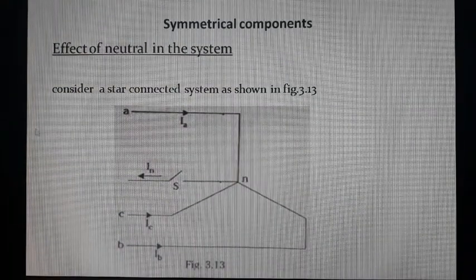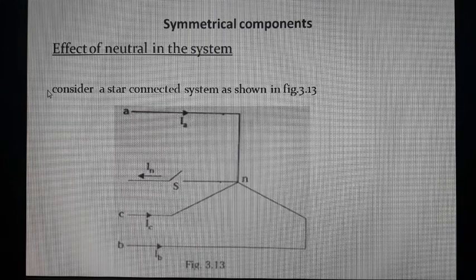Good morning all. Coming to the next topic, the effect of neutral in the system. Consider a star connected system as shown in this figure. Here we consider two cases. When the switch S is open, then this becomes a 3-wire system. When the switch S is closed, then it becomes a 4-wire system.